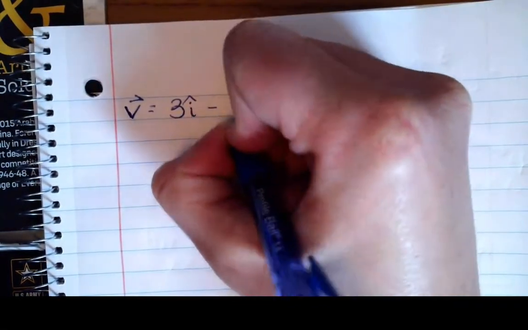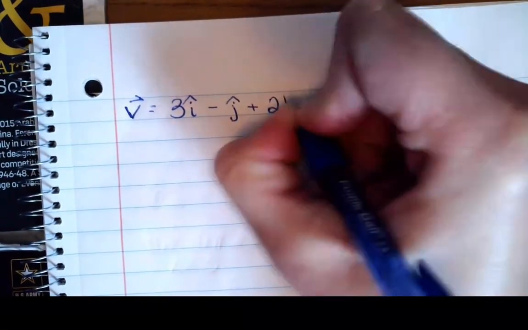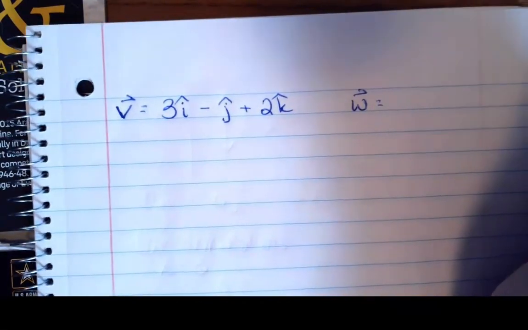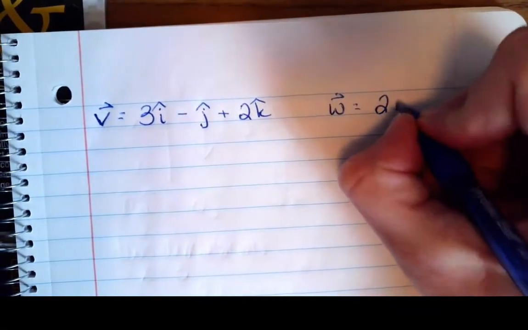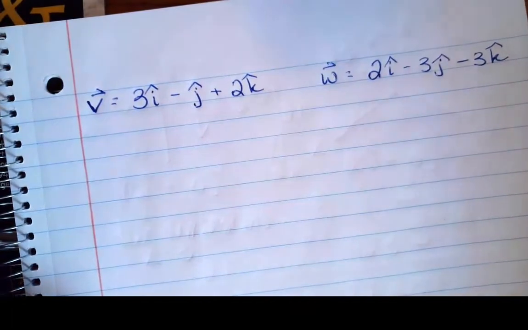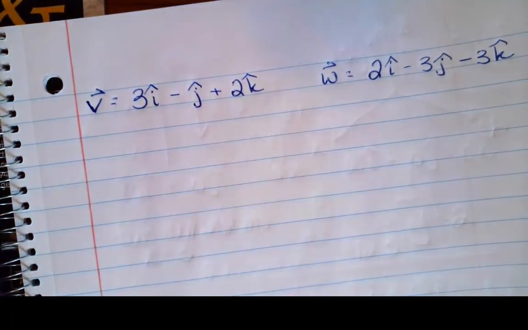I'm going to do a couple examples with you. And it's pretty straightforward. So if I have vector v, it is going to be 3, -1, 2. And then vector w is going to be 2, -3, -3. Okay, so the cross product is going to return a vector that is orthogonal to both of those, that is normal to the plane that both of those are in.